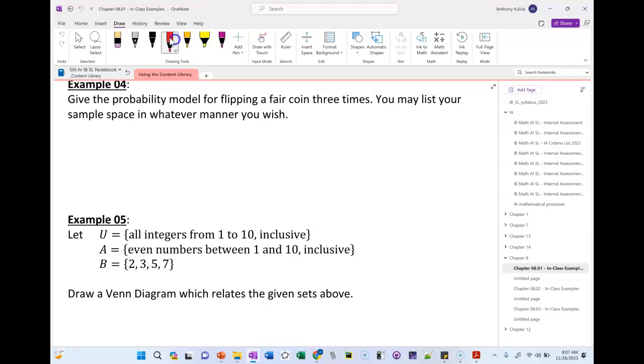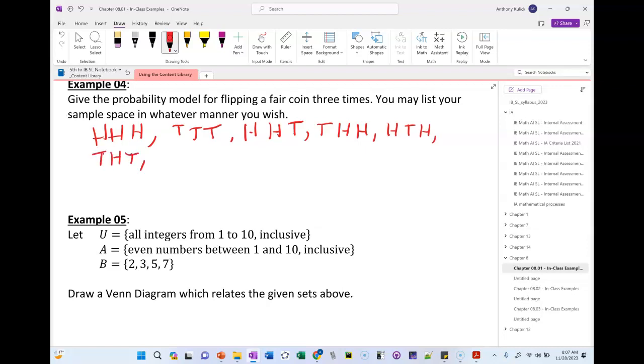All heads. So like, all tails. Like 2 heads, 1 tail. When you say 2 heads, 1 tail, I just ignored the order. I just do head, tail, okay? And then tail, head, okay. Head, tail, tail, tail. And then head, tail, tail. That's all 8 of them.